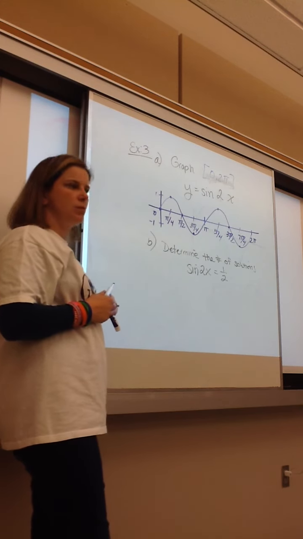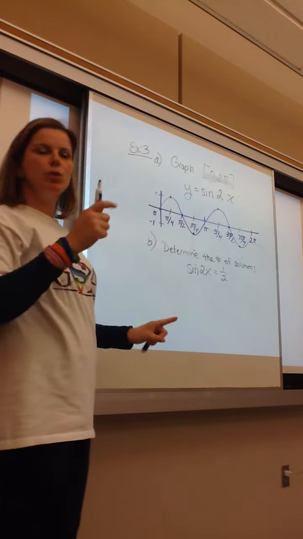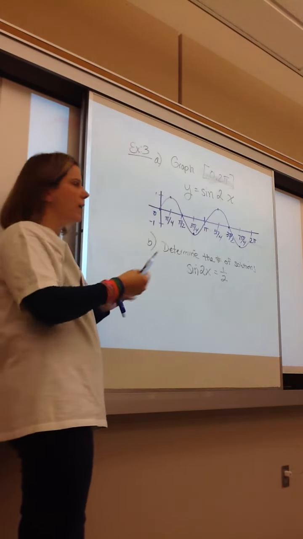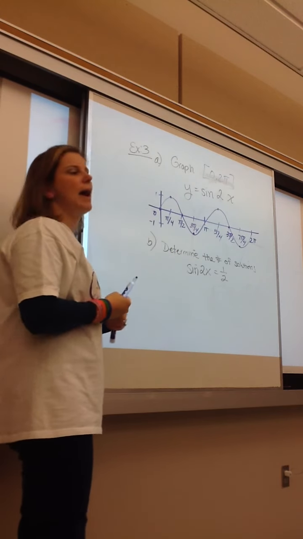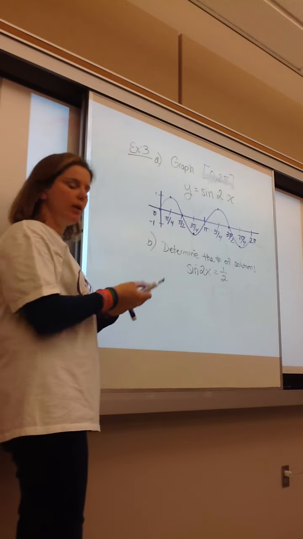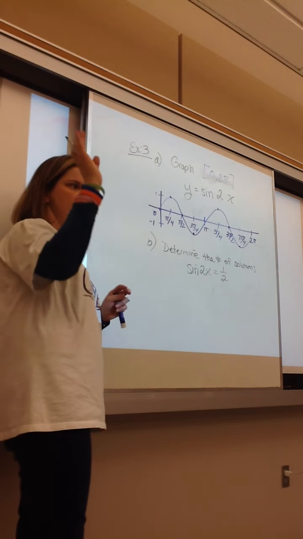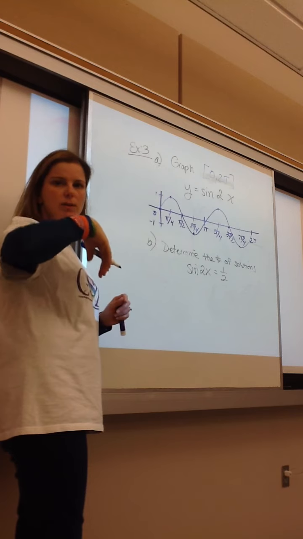How many answers will we have from 0 to 2 pi? We're staying within that domain. When will sine 2x equal a half? How many answers will there be? Robbie, what do you think? 4. How many of us agree with 4? Okay, so let's think about your graphing calculator.